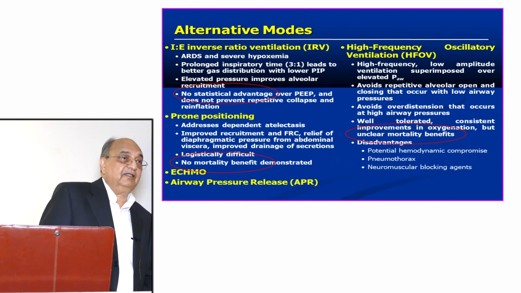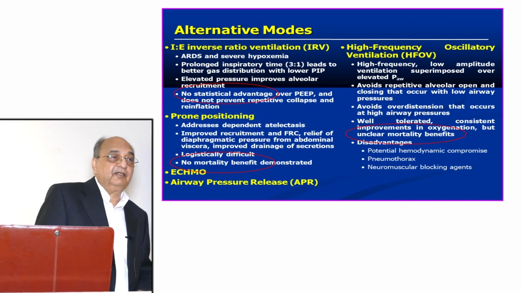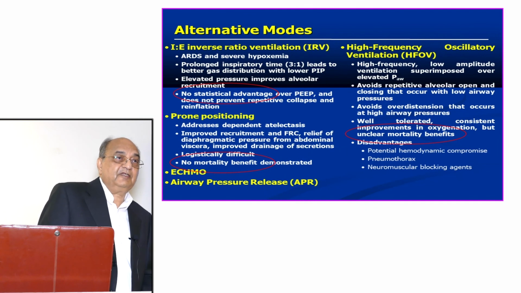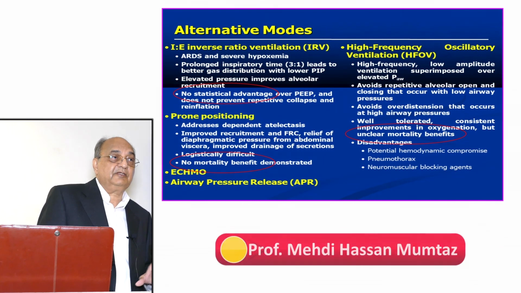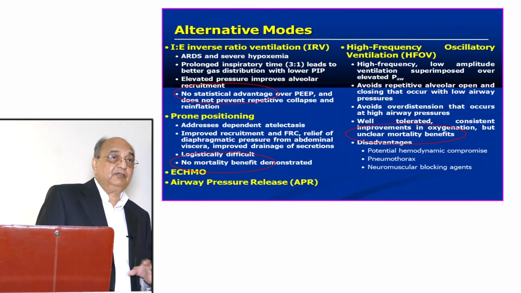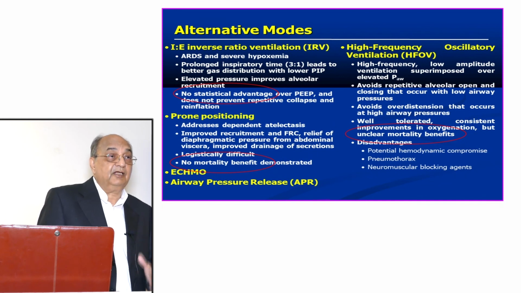So in ARDS, two things are very important. You look at the inspiratory to expiratory ratio, and the second thing is the position of the patient. If it is resistant to oxygenation, you change the position of the patient, particularly you put them in a prone position, and you also change the inspiratory to expiratory ratio, increasing the inspiratory phase so that it gives better time for the oxygen to diffuse from the alveoli to the blood.